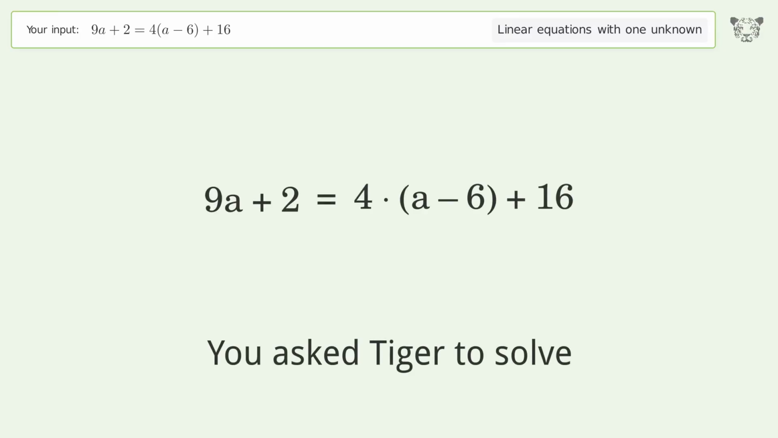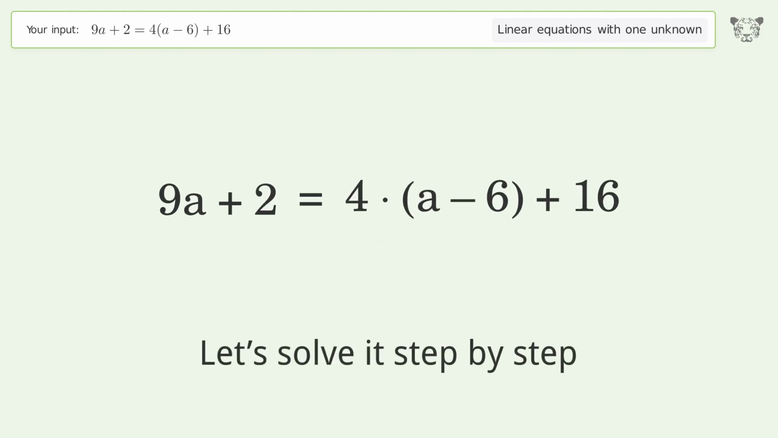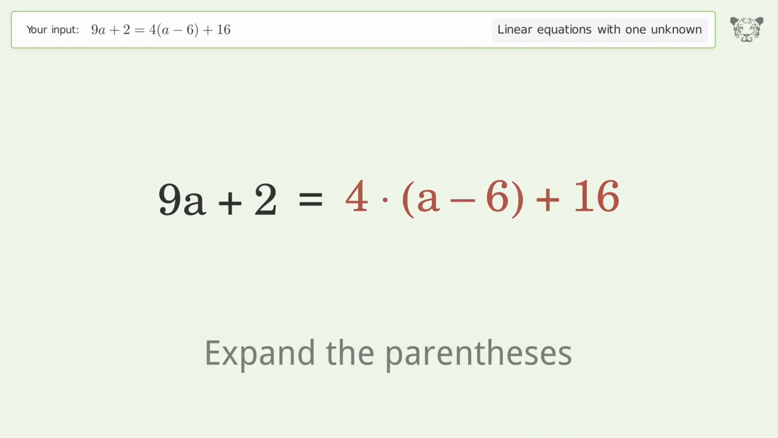You ask Tiger to solve. This deals with linear equations with one unknown. The final result is a equals -2. Let's solve it step by step. Simplify the expression. Expand the parentheses.